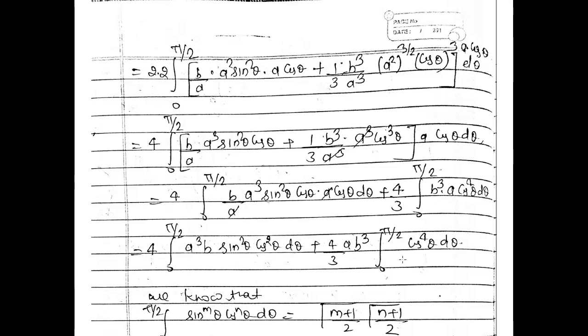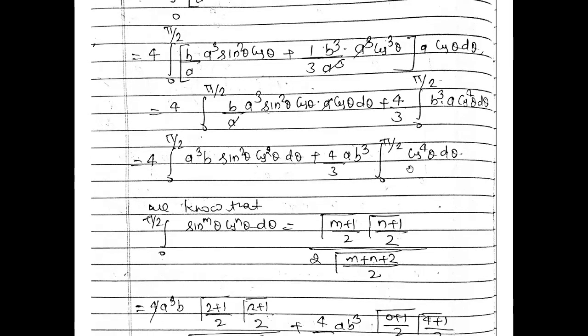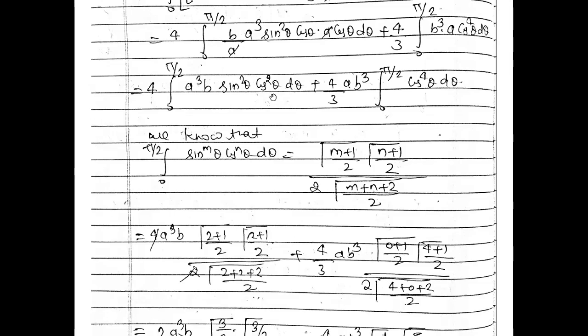Now to solve this, we can apply beta and gamma function. So our gamma function rule is, if you have 0 to pi by 2 sine to the power m theta cos to the power n theta d theta, you can write it as gamma of m plus 1 upon 2 times gamma of n plus 1 upon 2 upon 2 gamma of m plus n plus 2 upon 2, right? So your m is 2, n is 2, so you can just solve here.